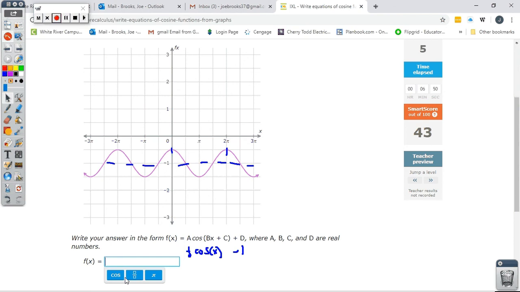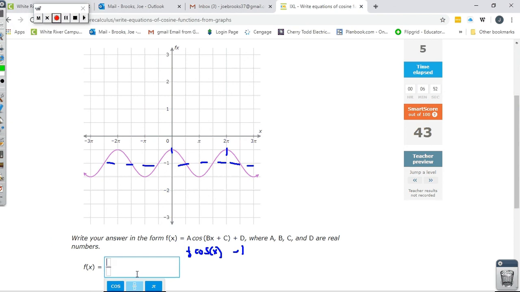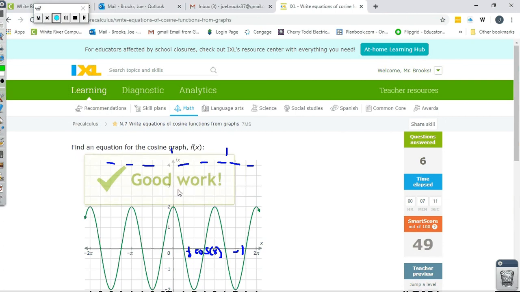Alright, let's try this. 1 half cosine of X, and then we're going to go minus 1. Let's see, I'm in the dark right now on my computer. Alright, let's try that. Okay, boom, got it.